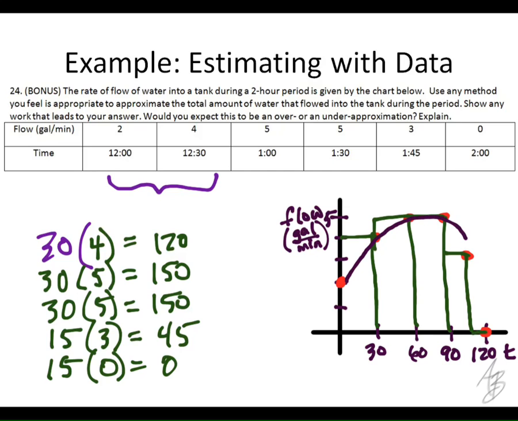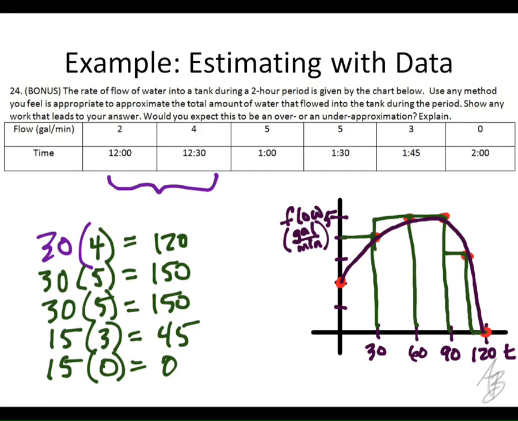And the curve would probably look something like that. I missed it, but you get the idea. Actually, let me fix it, because it's kind of important with estimating. It looks like these extra pieces are bigger than the gaps here, so that would probably be an over approximation. Does that make sense?